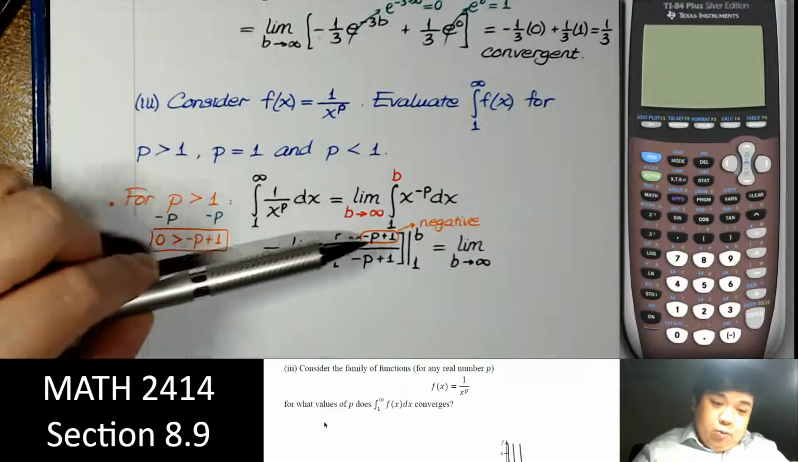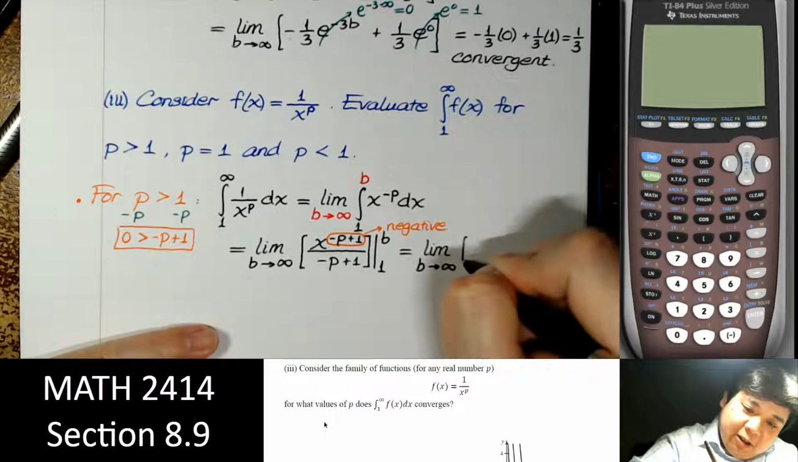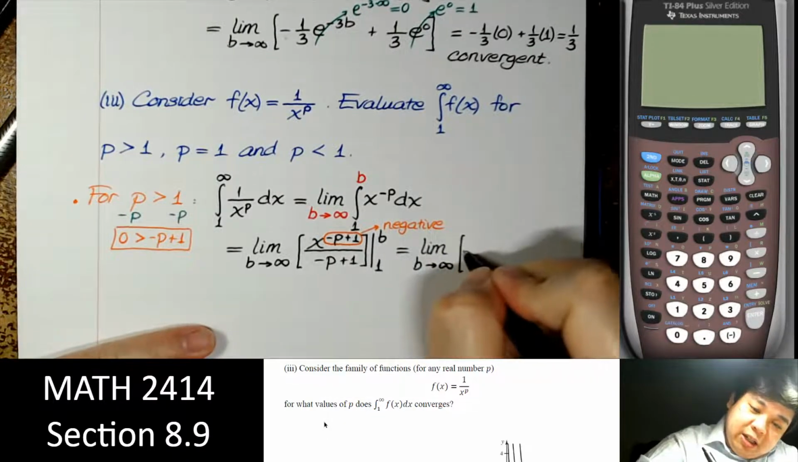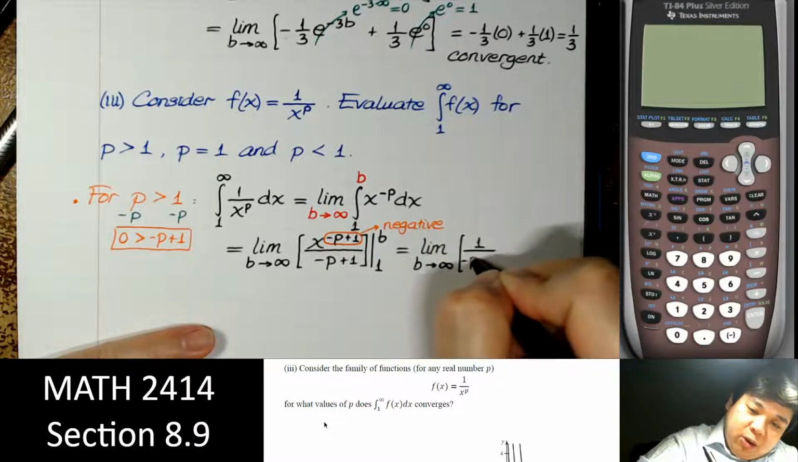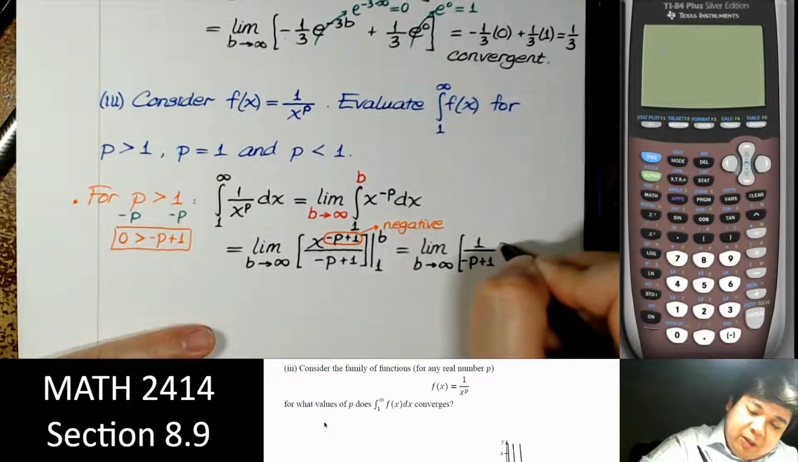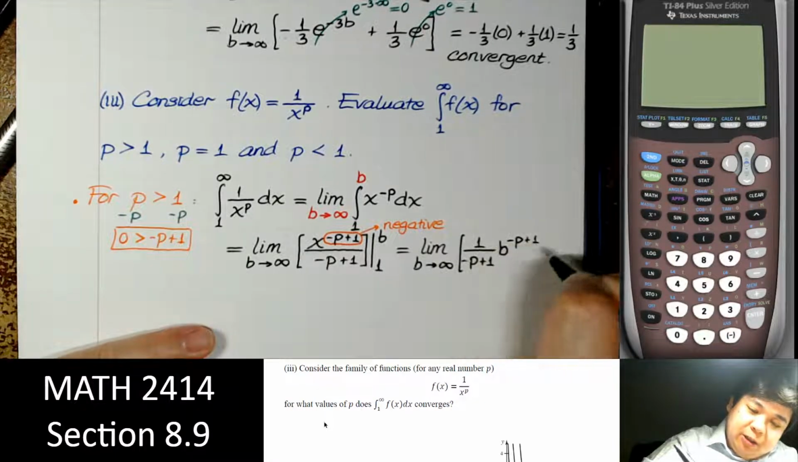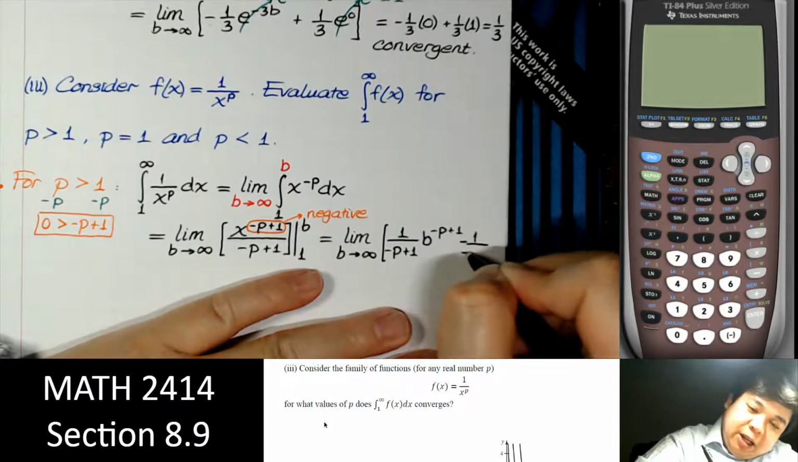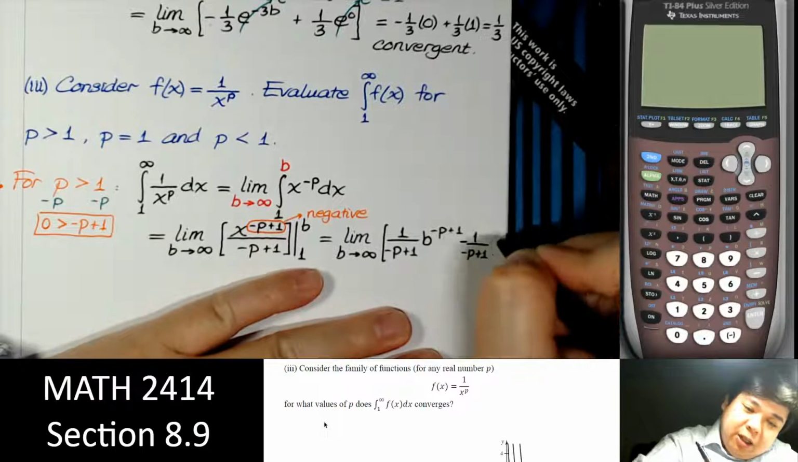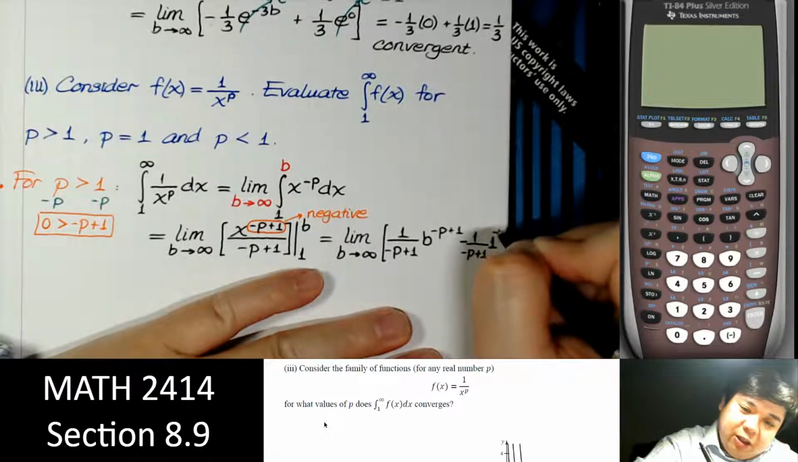And then we're just going to put b in for x. So I will write 1 over negative p plus 1 times b to the negative p plus 1, and then minus 1 over negative p plus 1 times 1 to the negative p plus 1.